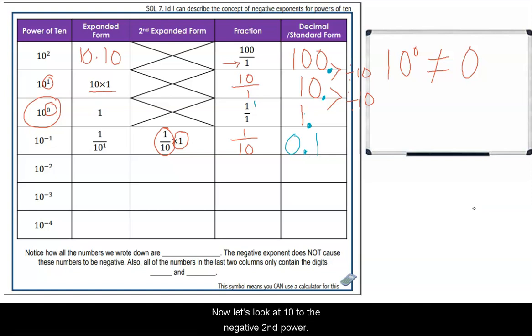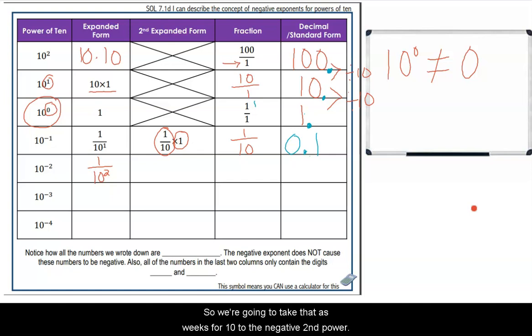Now let's look at 10 to the negative second power. The expanded form would be 1 over 10 to the second power. It's like the inverse, or it is the inverse of 10 to the second power. We know that 10 to the second power is 100.